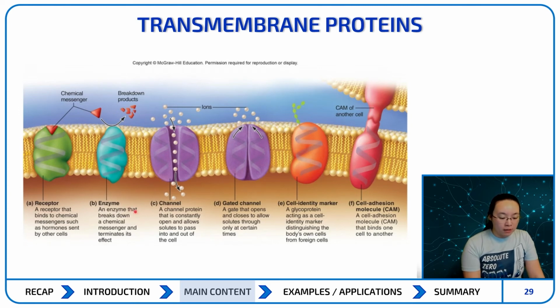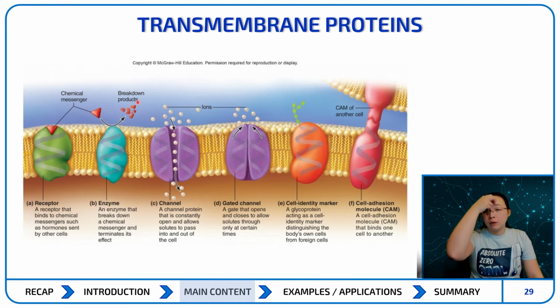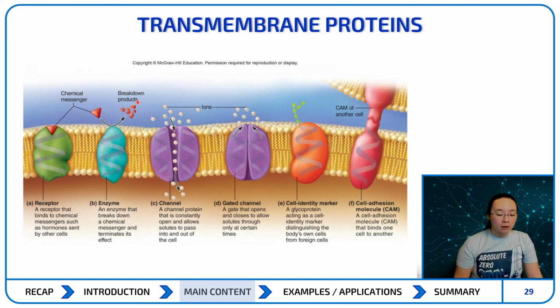An enzyme is going to also have an active site or a binding site for a chemical messenger, and it'll fulfill its process, maybe break down a chemical, speed up a reaction, and then afterwards your chemical messenger is either disintegrated or disassembled or repurposed.